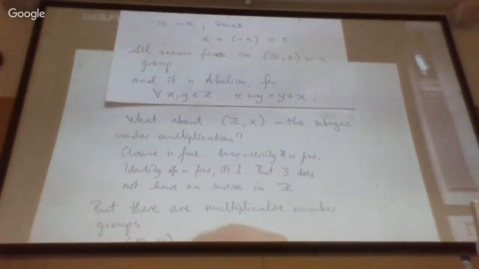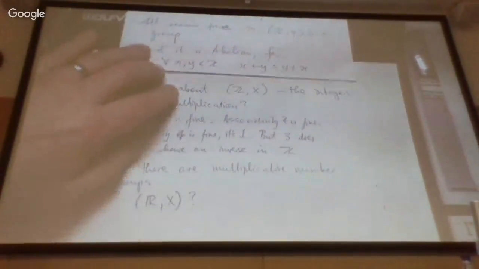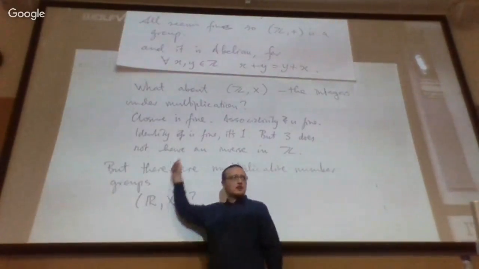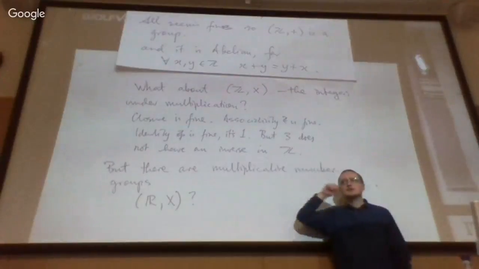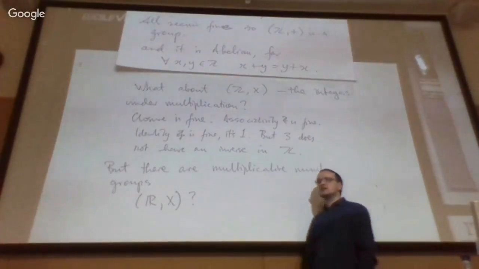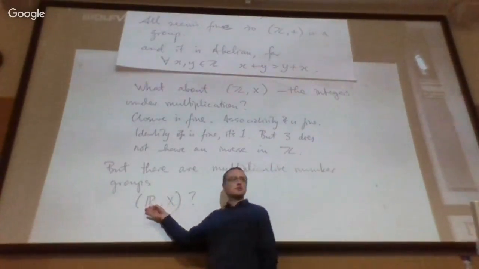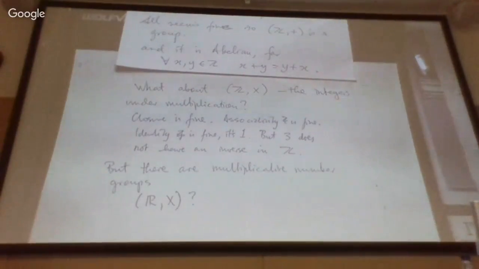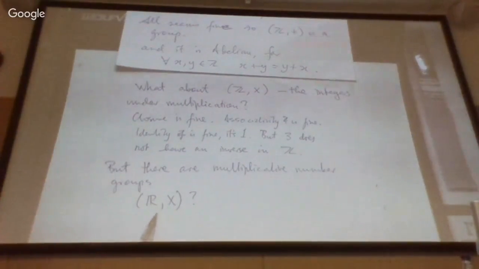What about the real numbers under multiplication? This will get around the problem of a third not being in the integers, because the real numbers do contain the reciprocals of all their elements. Of course, closure is going to be fine. You multiply two real numbers, you get a real number.